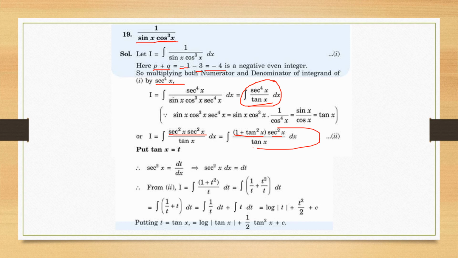Now I can substitute tan x as t, secant square x dx is dt. It changes to 1 plus t square upon t dt. So open it, take the numerator: 1 upon t plus t square by t dt. So it is integral 1 upon t dt plus integral t dt. Integral of 1 upon t is log mod t, and it is t square by 2 plus c. Put t as tan x, it is log mod tan x plus half tan square x plus c, right?